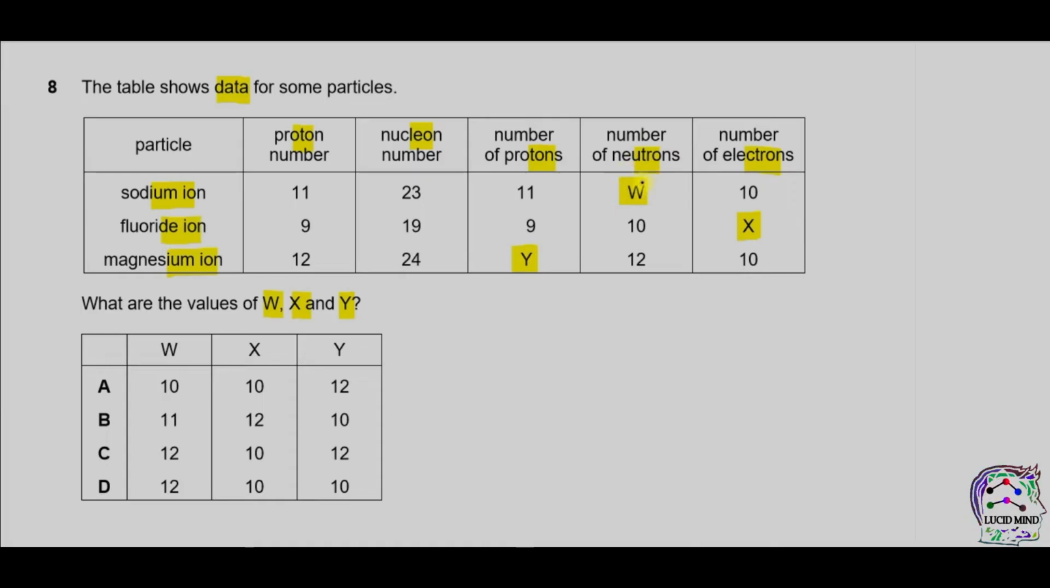We can find number of neutrons by subtracting proton number from nucleon number. So neutrons is equal to nucleon number minus proton number. So it is 23 minus 11. It comes equal to 12. So W is 12.